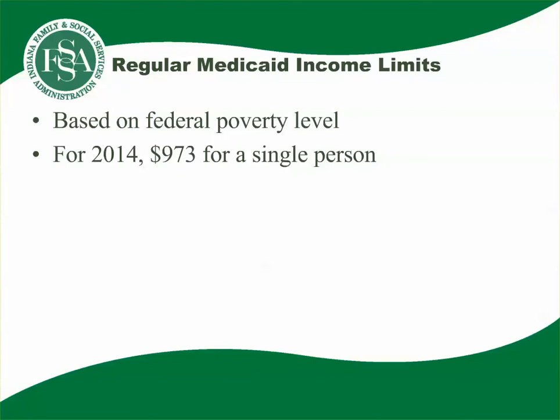So when we talk about income, the regular Medicaid income limit is based on the federal poverty level. So for 2014, monthly income for a single person at the federal poverty level is $973 per month. So if an individual is at or below that income level, they could qualify for regular Medicaid. If they're above that level, they're not going to qualify for Medicaid.